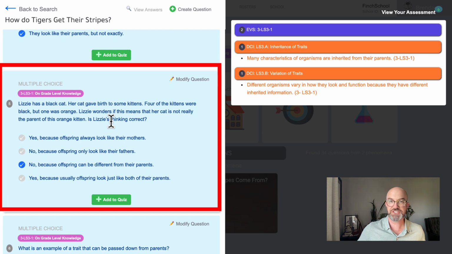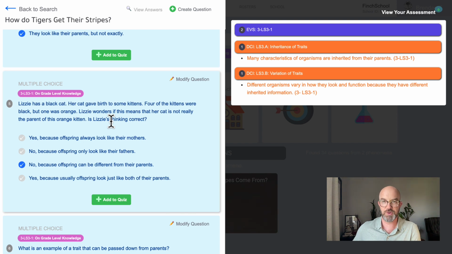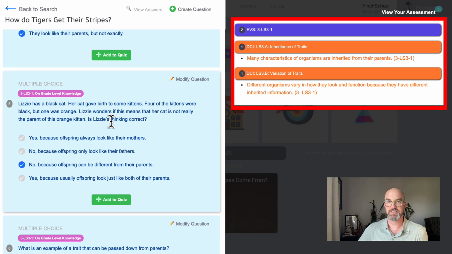There's also another cat that was probably involved in the conception of that offspring, and that might lead to it. It's not important, but we just want them to know that different organisms can vary in how they look and function because they have different inherited information. And also, many characteristics of organisms are inherited from their parents. Many, but not all. Those are two really important parts that question is asking about.